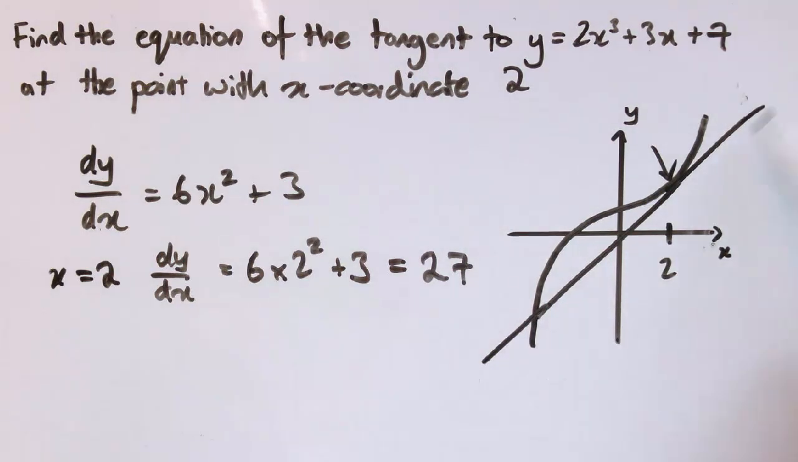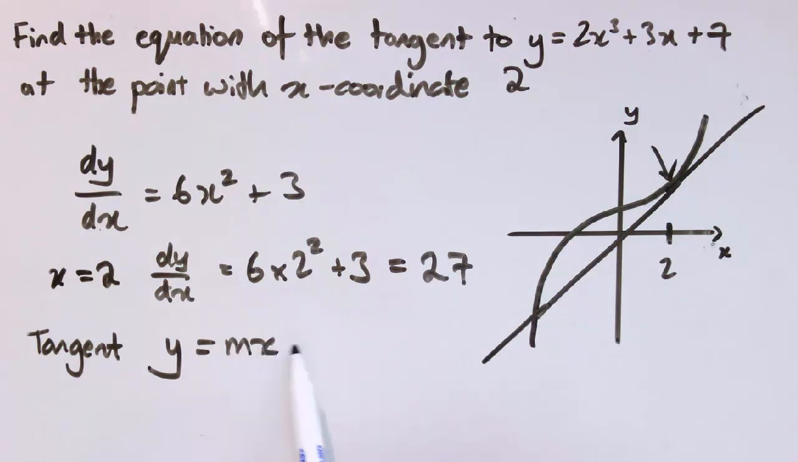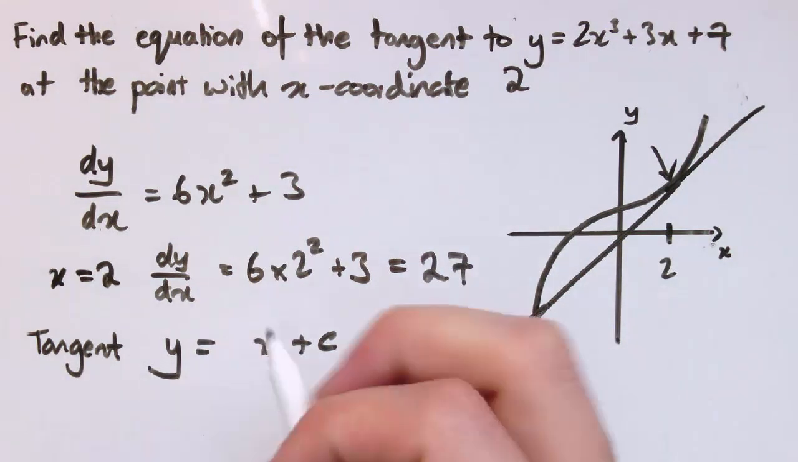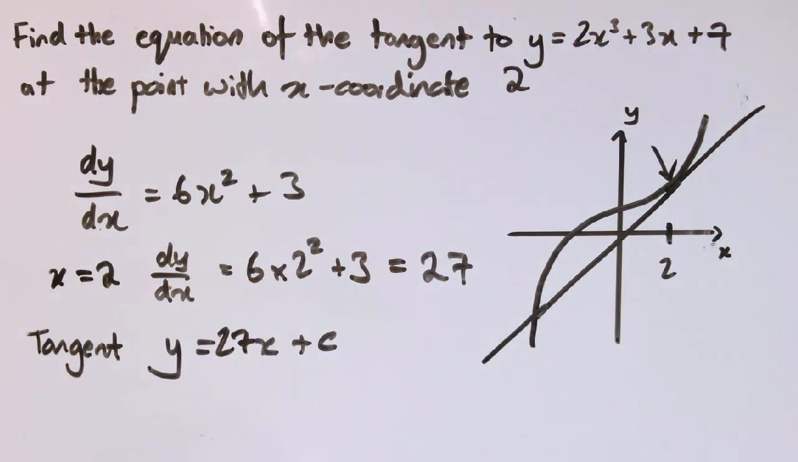Now this is a straight line. So we know that the formula for a straight line, so the formula for the tangent, is going to be of the form y equals mx plus c. And we know what this m is because we've just worked it out. The gradient of the curve is the same as the gradient of the tangent at that point. So actually this tangent is y equals 27x plus c. So all we need to do is to work out what c is, and we're done.